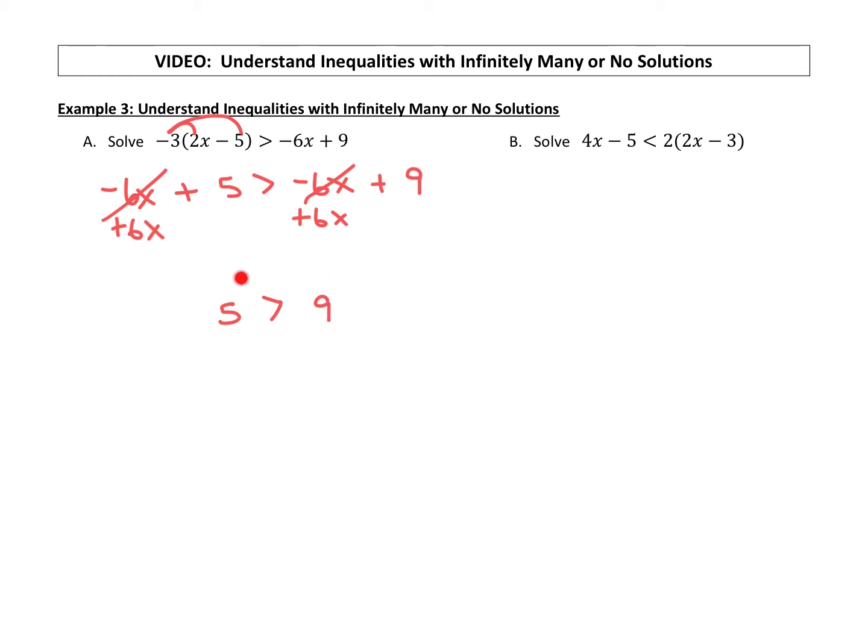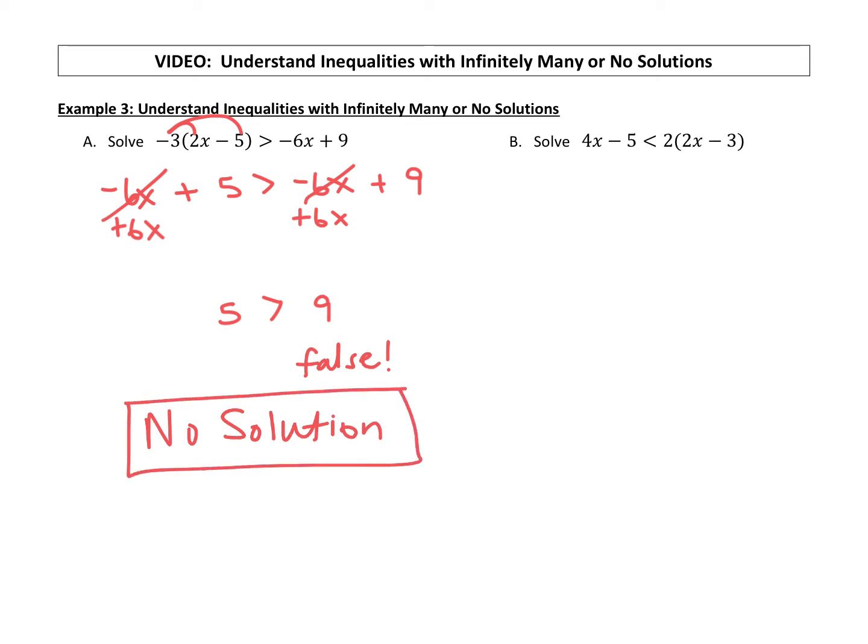We have nothing to solve for, so is this a true statement or a false statement? You do have to read this left to right. It's not an equal sign. We're not looking to see, does 5 equal 9? Is 5 greater than 9? And because that is a false statement, that's not true, that's why our answer is no solution. There is no value for x that we could plug into our original inequality and end up with the true statement that the left side is greater than the right side.